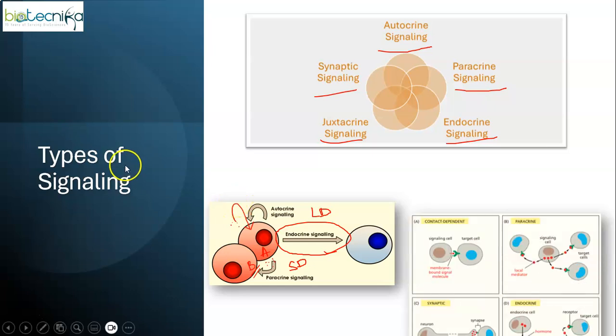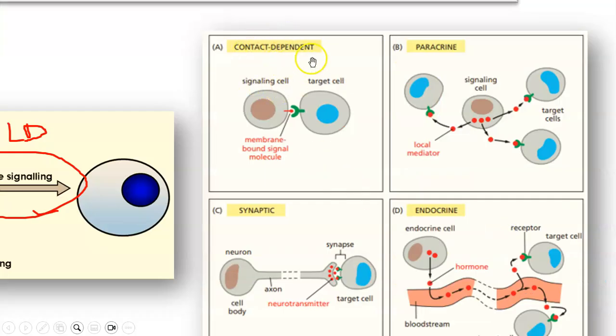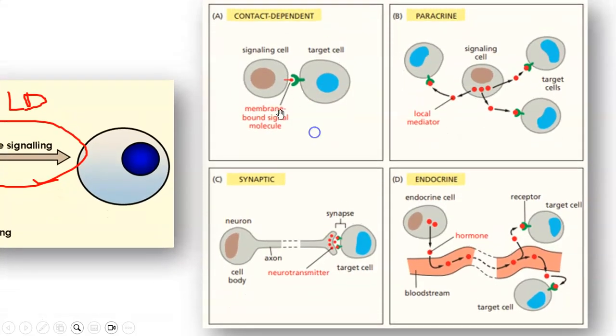I have another image to explain the remaining signaling pathways. Contact dependent is nothing but the juxtacrine signaling pathway. That means the signaling cell and the target cell should be in close proximity, and only then does the signaling happen. As I told you, paracrine means local mediators, and the target cells will be nearby. Similarly, endocrine signaling means they pass through the bloodstream and reach the target cell to carry out their mode of action.